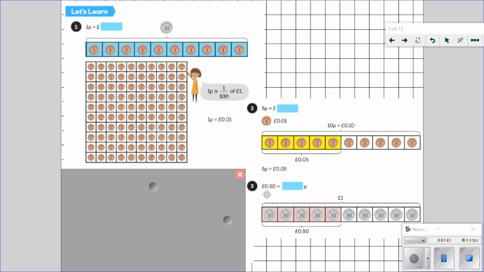But here we have 0.50. How much does this say? If we look at the number, there is a 5 here, but it's in the tenths place. 5 tenths. We know that 10p is a tenth, so 50p is 5 tenths.